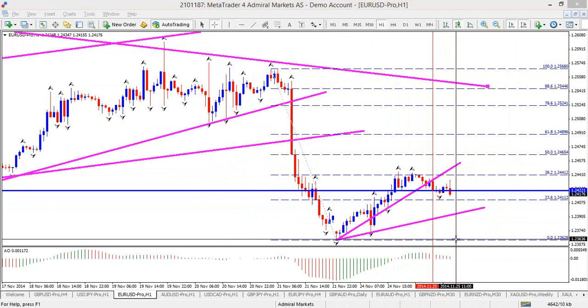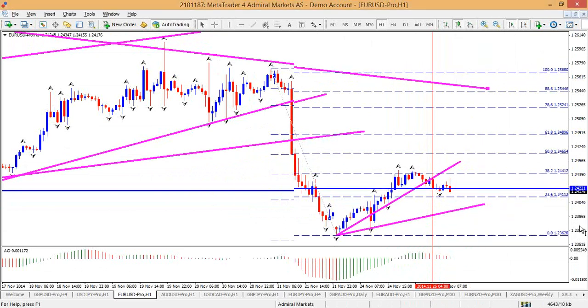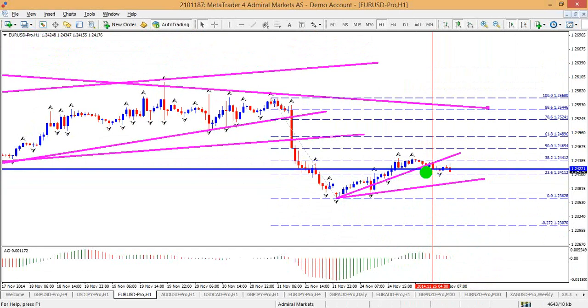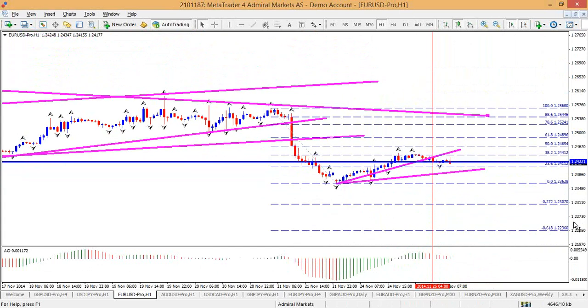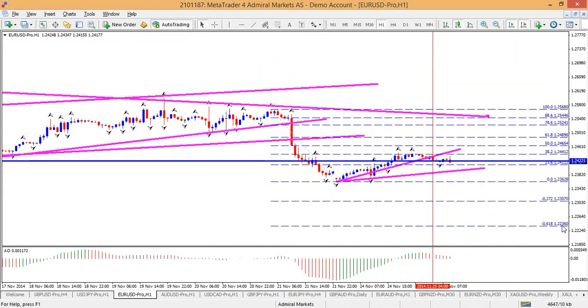So that would still be okay. Now 123.30 would of course give even a bit bigger R2R. Ultimately, if we don't get this double hook back, then the target is at least the -272 at 123. But in the long term, I'm more fond of the 122.36, the -618 target.